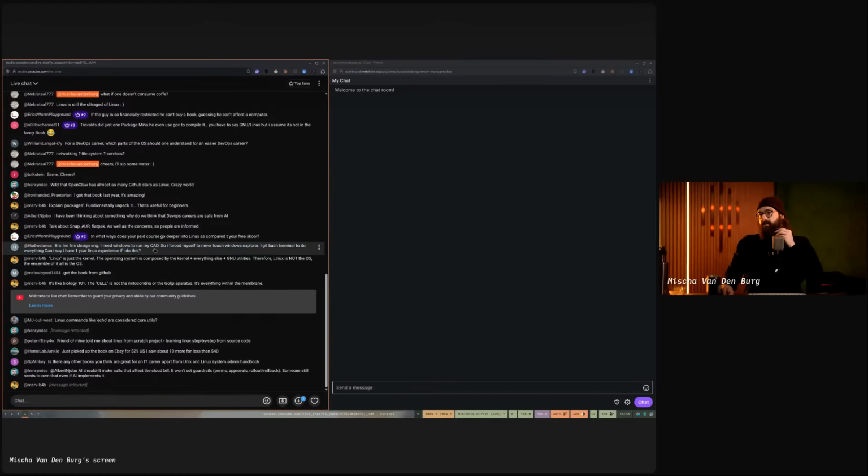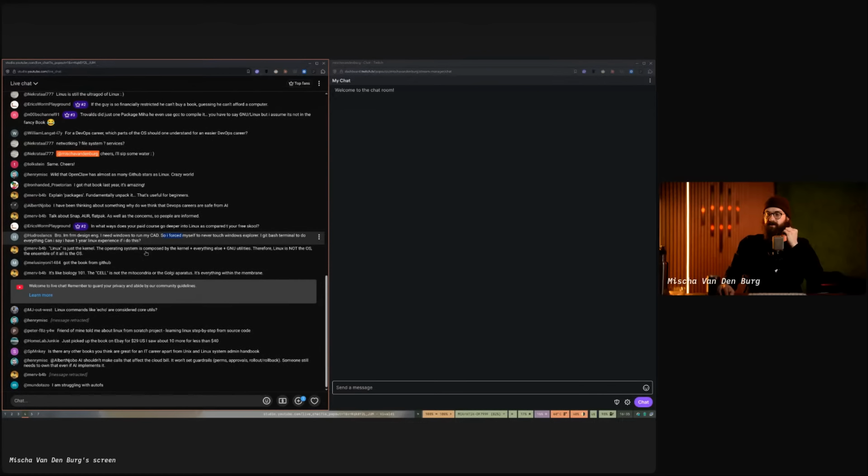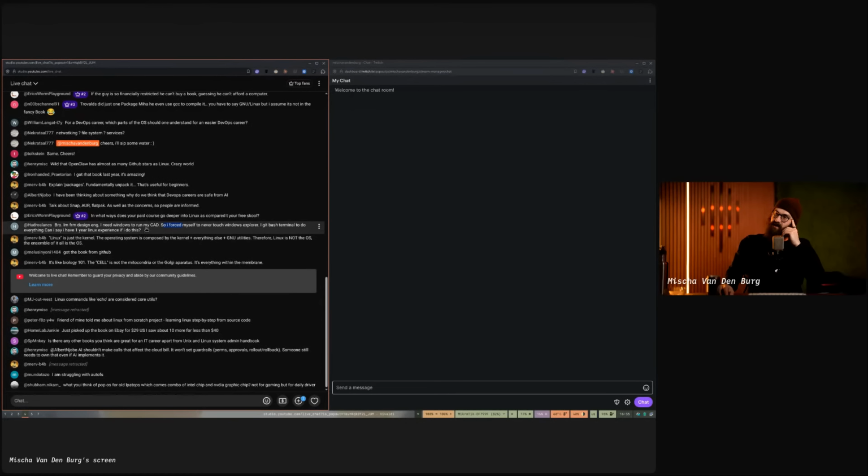I need Windows to run CAD, so I force myself to never touch Windows Explorer. Git Bash Terminal to do everything. Can I say I have 1 year Linux experience if I do this? I mean, it's something for sure. You get a sense of the Linux command line. Yeah, it's not pure Linux, but it's a good compromise.